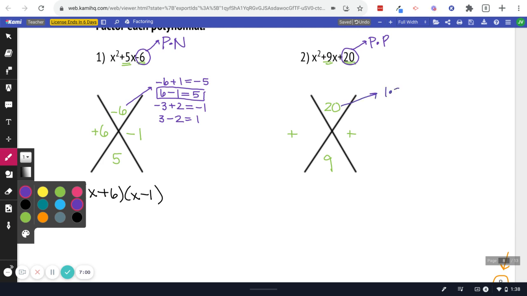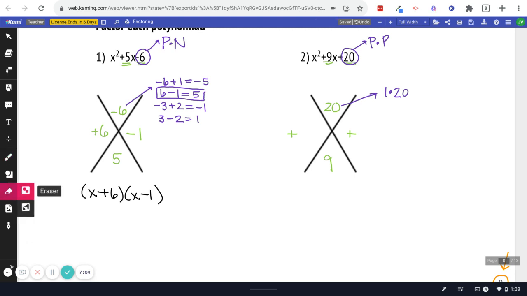We could do 1 times 20. And actually since they're both positives, let's just do this. We could do 20 times 1. I don't know that I need to write both, but we will. We could do 10 times 2. We could do 2 times 10. Both cases, they're positive. And we could do 4 times 5 and 5 times 4.